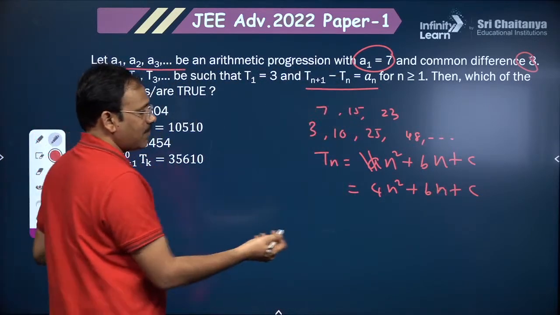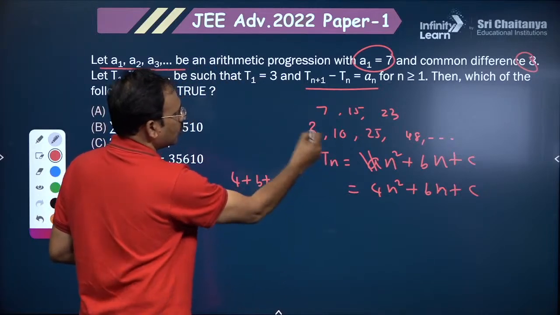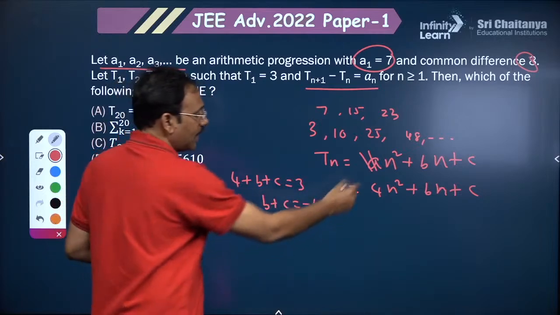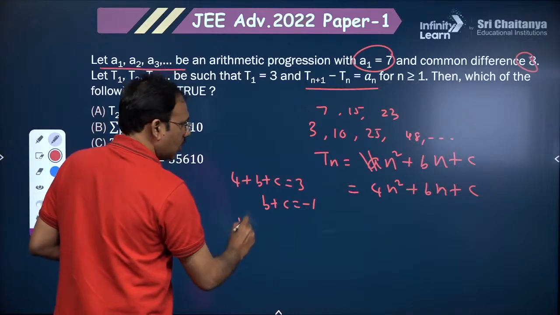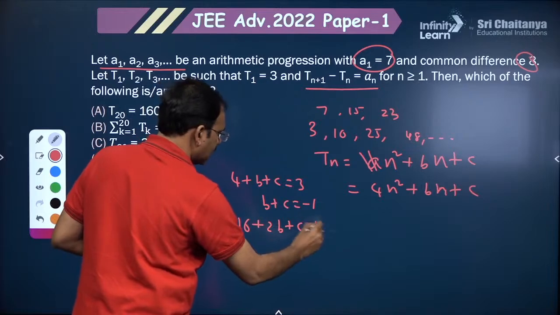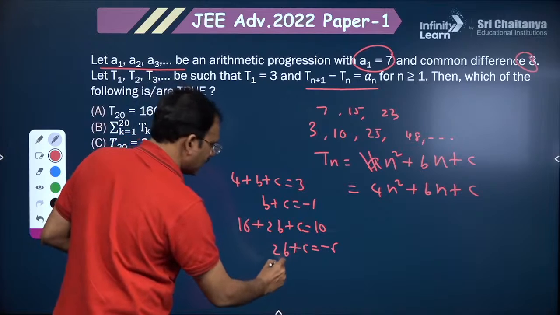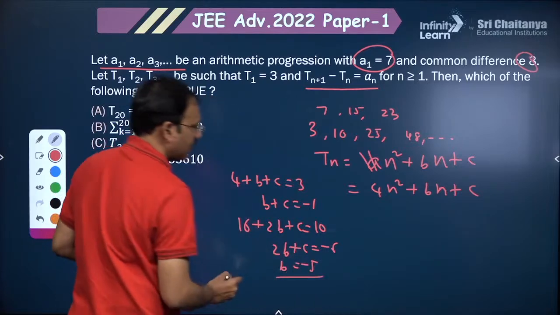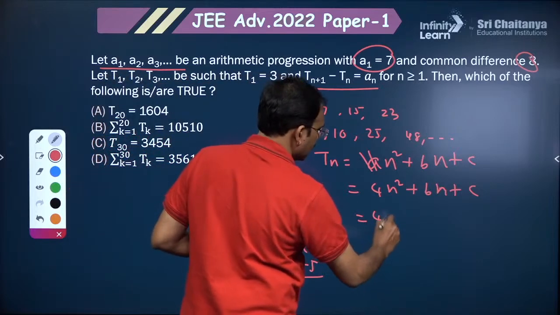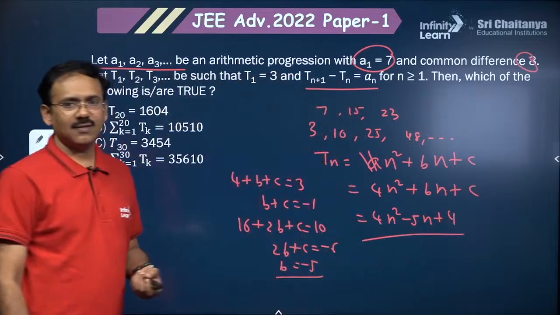To find b and c, put n equal to 1: 4 plus b plus c is the first term of this pattern, so b plus c is minus 1. Put n equal to 2: 16 plus 2b plus c is the second term, 10, so 2b plus c is minus 6. With b plus c minus 1, b is minus 5, and c is 4. So 4n square minus 5n plus 4 is the nth term.